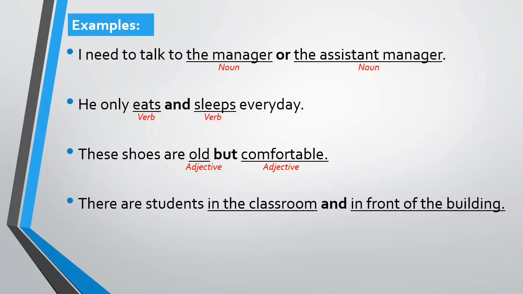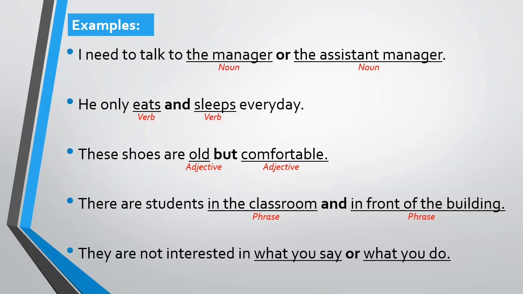In this sentence, the two phrases in the classroom and in front of the building are joined by a coordinate conjunction and. The last one, they are not interested in what you say or what you do. In this sentence, the two clauses, what you say and what you do, are joined by a coordinate conjunction or.